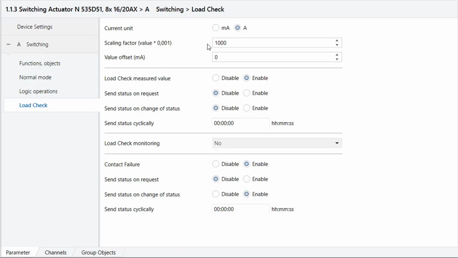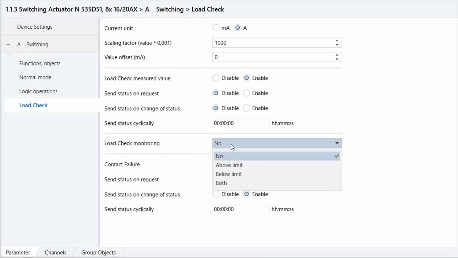An offset value can only be entered in milliamperes as a positive or negative value to compensate the measured load current value. If applicable, ensure current conversion of milliamperes to amperes. Enabling measurement of the load current enables the known settings for status information and the associated configuration of the sending characteristics.